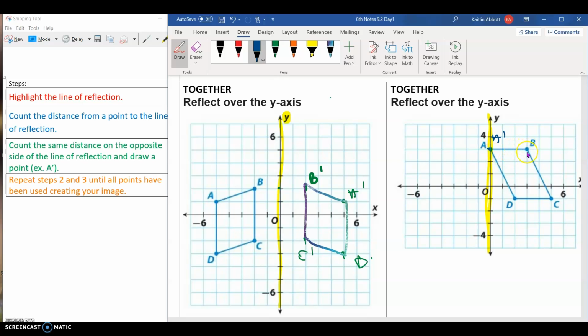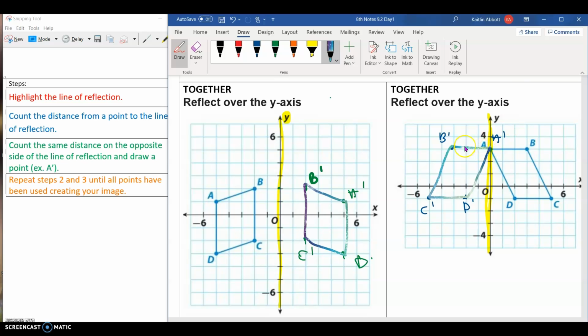Now let's count how many away B is. 1, 2, 3. So B prime is also going to be 1, 2, 3. D is 1, 2. So we go 1, 2. D prime. And C is 1, 2, 3, 4, 5. So I'm going to go 1, 2, 3, 4, 5. This is C prime. And now I'm going to connect my dots, including that first one.